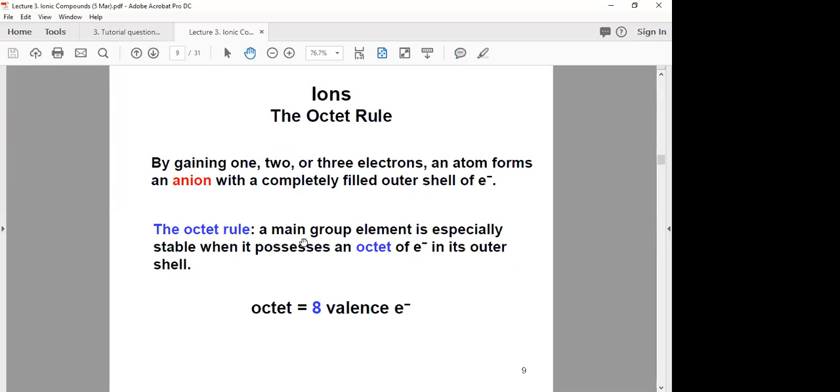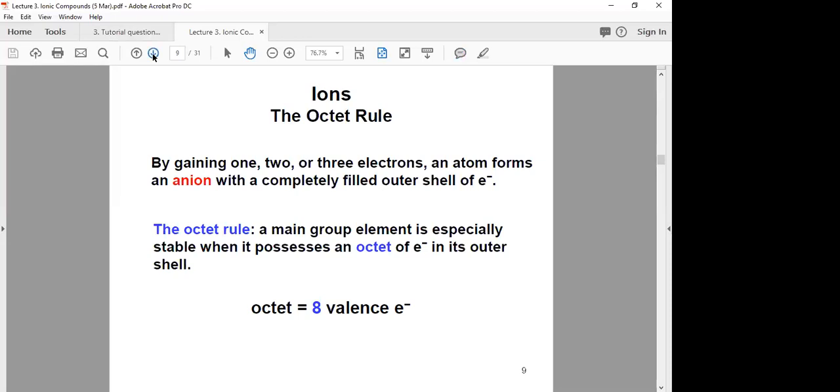Who remembers which groups are the main group elements? The tall ones, yes. That's a good way of putting it. In other words, groups 1A, 2A, and then 3A through to 8A. Excellent. They're the main group elements. So remember that one. All right, so an octet simply equals 8 valence electrons.